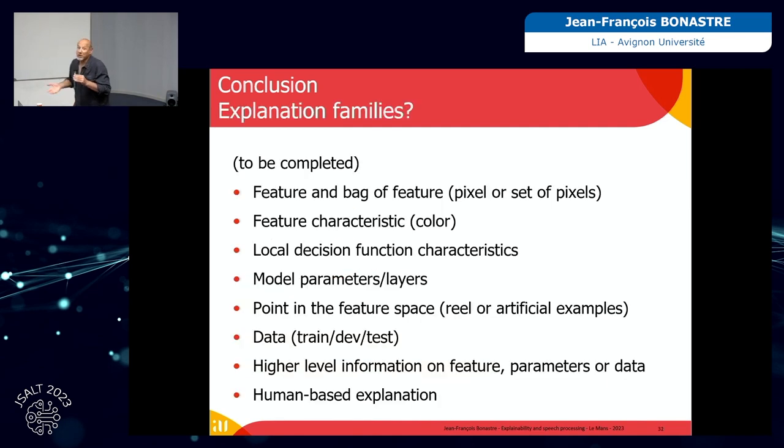Okay, some examples of explanation family. It's completely open. I'm not able to give an exhaustive list. It's like that. But you could have some examples. Usually, it's one feature or a set of features, a set of inputs of a system. Sometimes it's feature characteristics, the color white for the snow, for example. Sometimes it's a local decision function characteristic with LIME, for example. I observe that my decision boundary is somewhere driven by another factor. So just looking at the decision boundary could help you to understand the answer of a system. It could be some model parameters and layers. I will give an example just after. Also, okay, some points in the feature space and a lot of things.